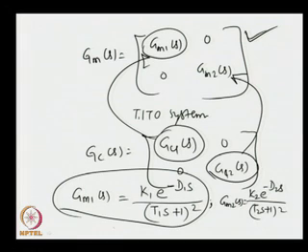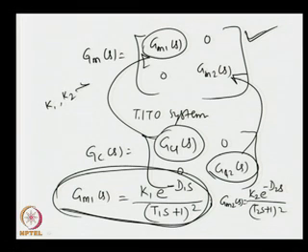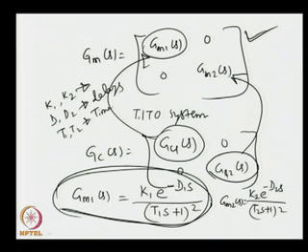What are those K1, K2, T1, T2, D1, D2? Those are the steady state gains, time delays and time constants of the process models. So, K1, K2 are the static gains, D1, D2 are the time delays and T1, T2 are the time constants of the TITO process model.